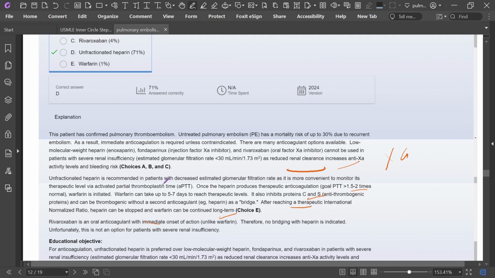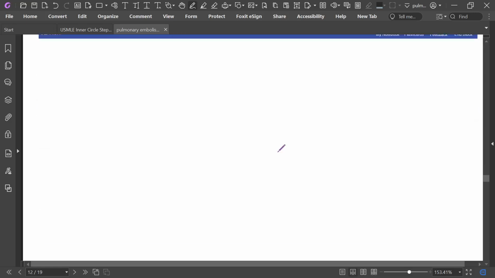So this patient has renal insufficiency. We cannot give these three: low molecular weight heparin, fondaparinux, and rivaroxaban. So we can give unfractionated heparin, and our goal of PTT is 1.5 to 2 times. Once heparin produces therapeutic anticoagulation, then we start warfarin, using unfractionated heparin as a bridge, and then we can use warfarin for a prolonged period of time.